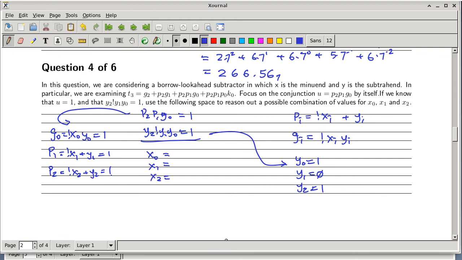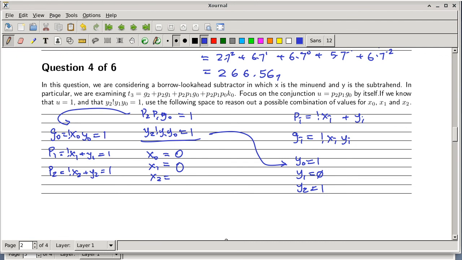Very good. What about x1? Can we solve the case of x1? Yes, we can, because we know that y1 is a 0, but we also know that the OR between y1 and the negation of x1 is a 1. Well, y1 is a 0, so not x1 has to be a 1. But if the negation of x1 is a 1, that means x1 is a 0. So that's 0 as well.